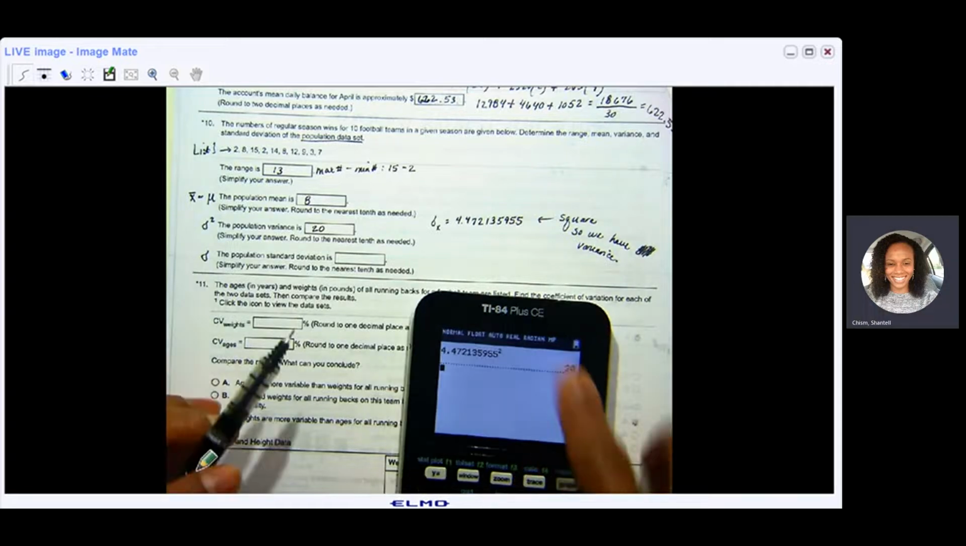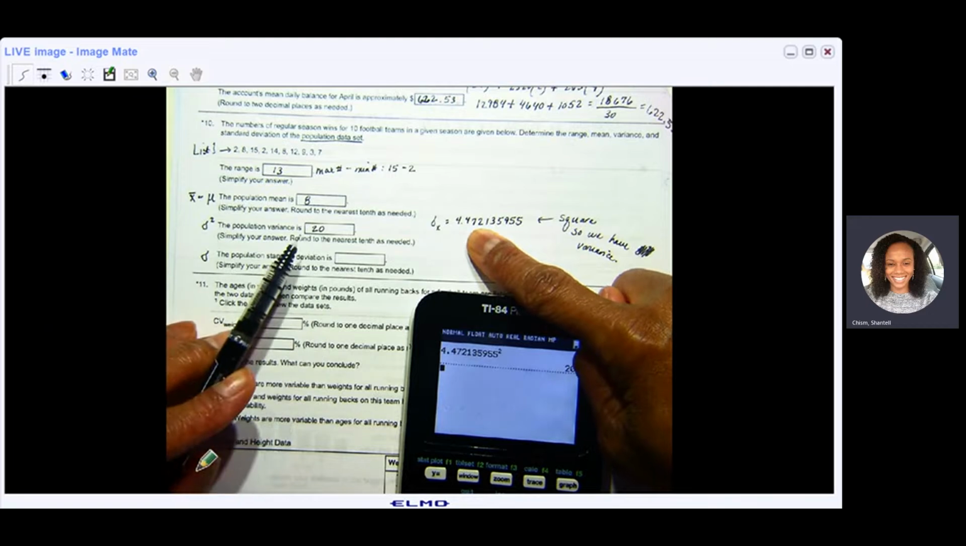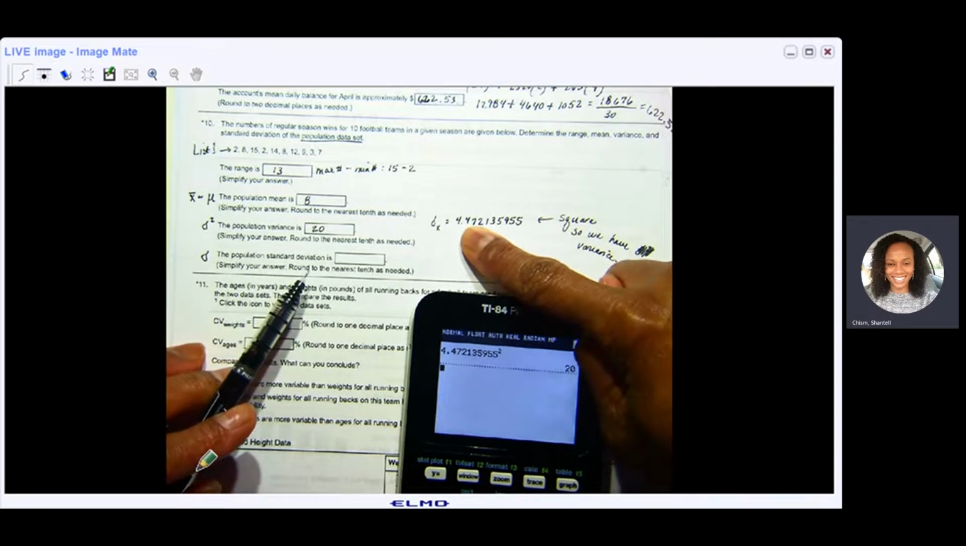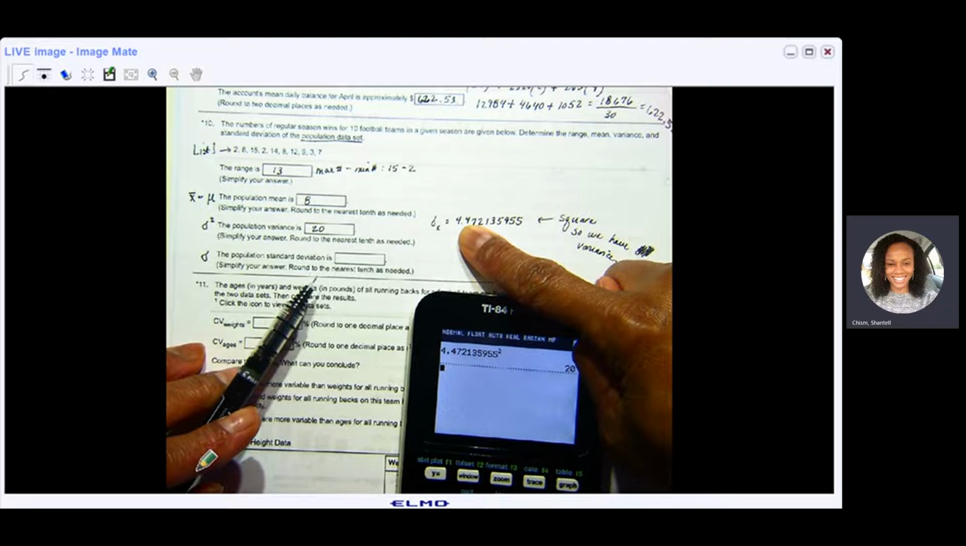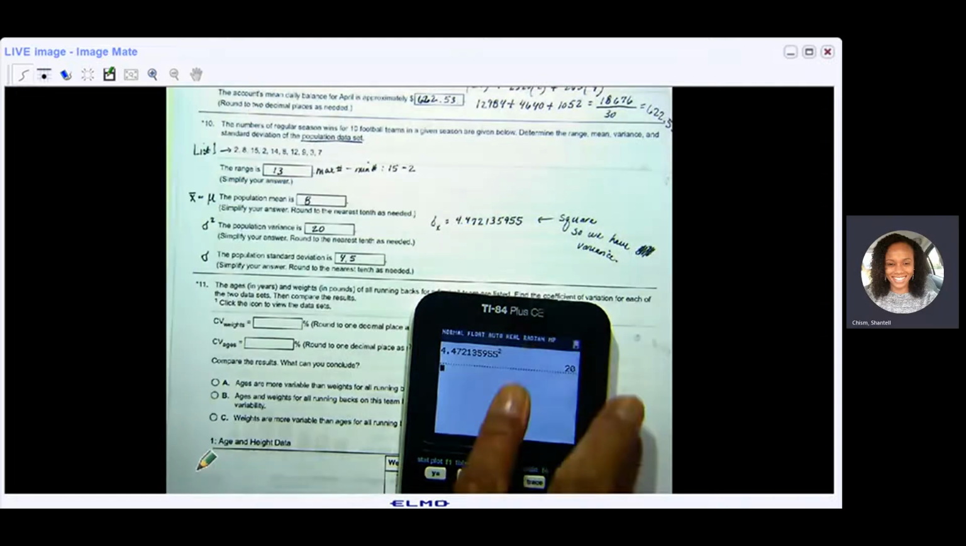Now the deviation, well, that was just this number before you squared it. So we'll take this number and round that off to the tenths. So we'll make that 4.5.